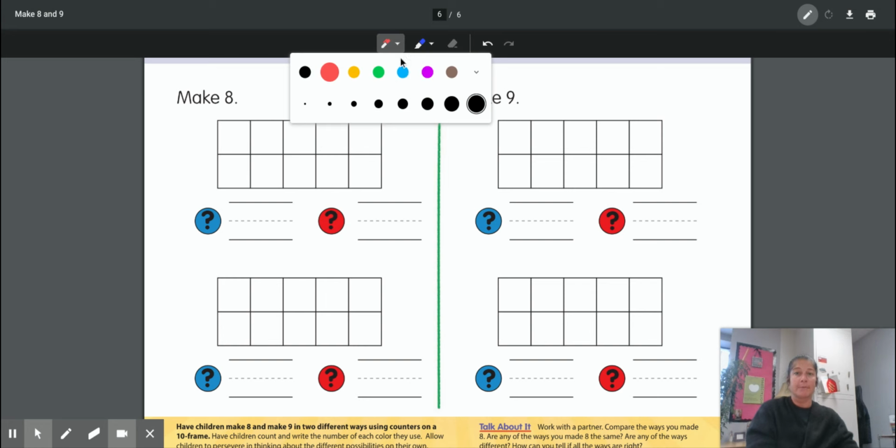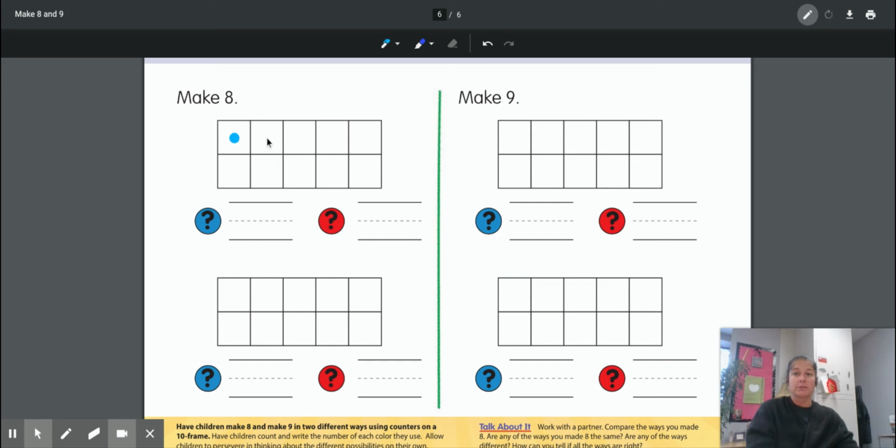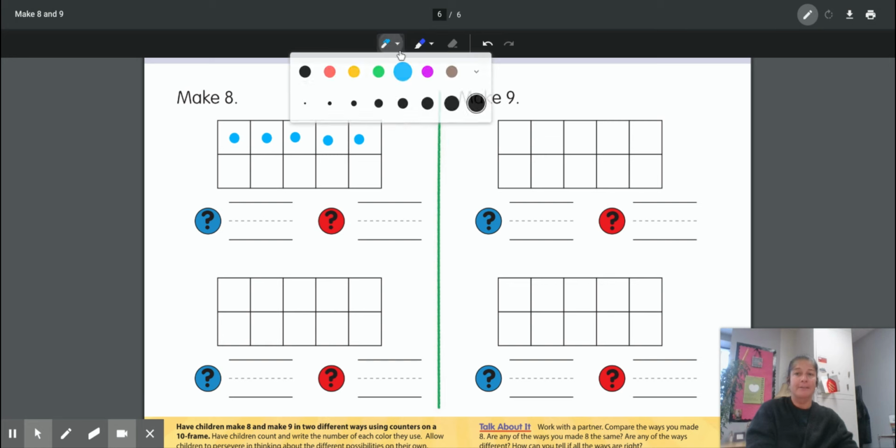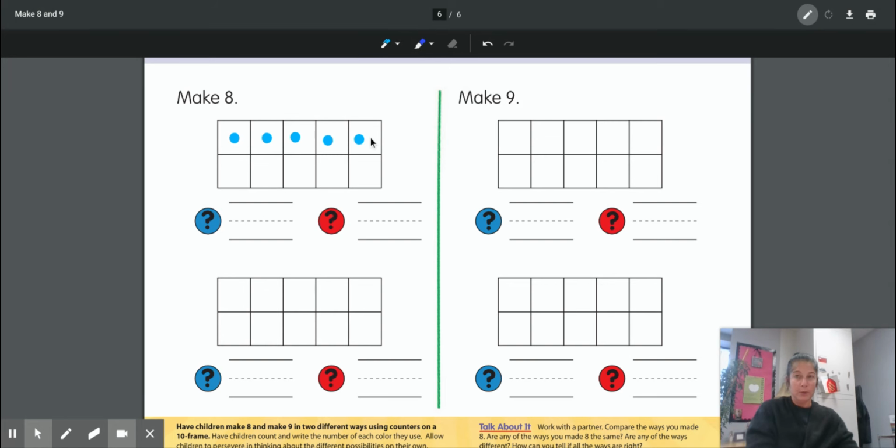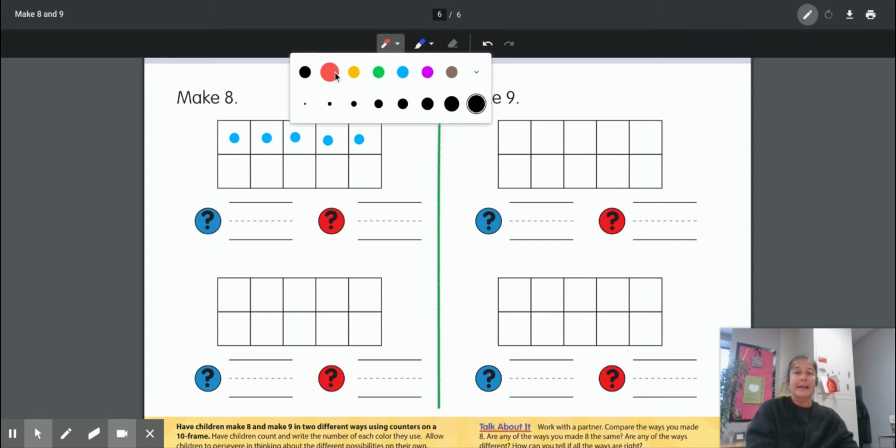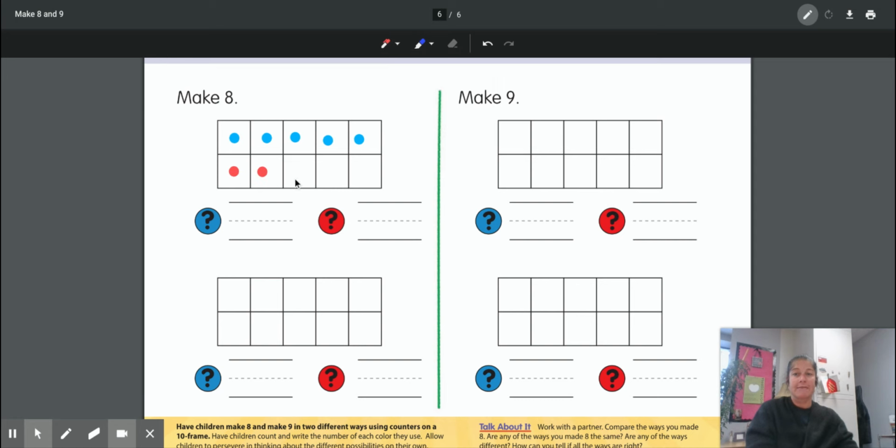So I'm going to start with my blue and I am going to do 1, 2, 3, 4, 5. I did 5 blue counters. 1, 2, 3, 4, 5. So then I'm going to switch to my red crayon. And I'm going to do 5, 6, 7, 8. I started at the top and I moved right down to my second row.